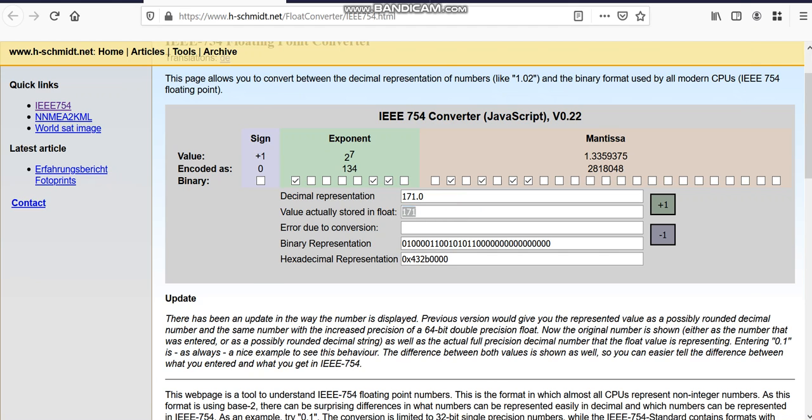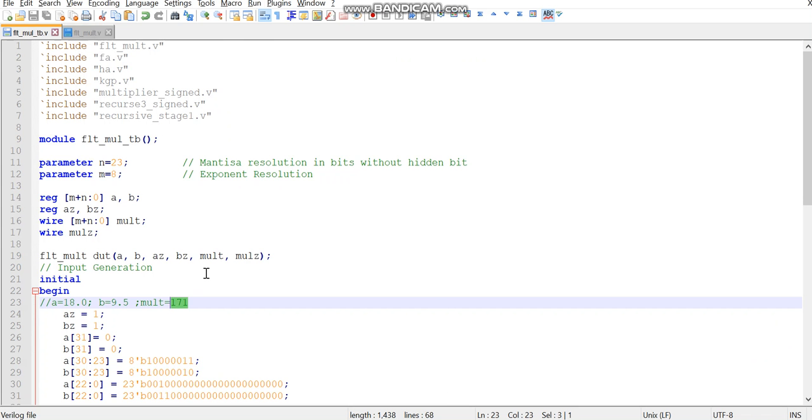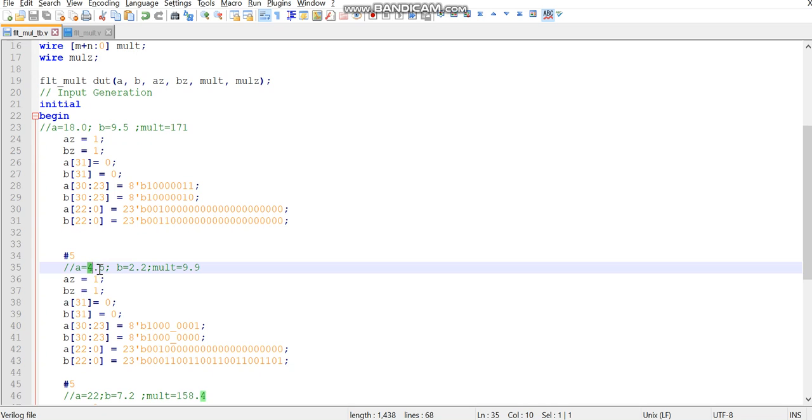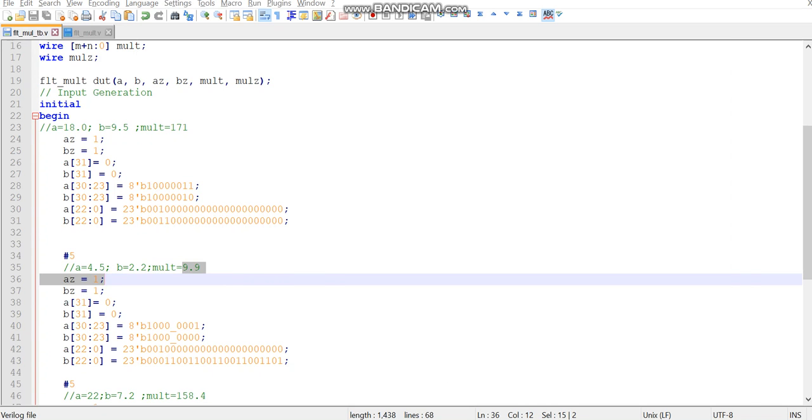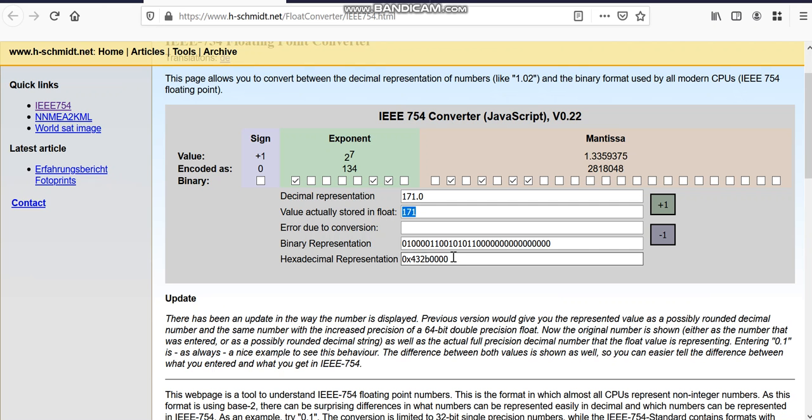So yes, the first set of output was correct, and the second set of inputs that I've given were 4.5 and 2.2, which should result in 9.9. So let us check this. 411E46. This is 9.8 all nines, which is equal to 9.9.